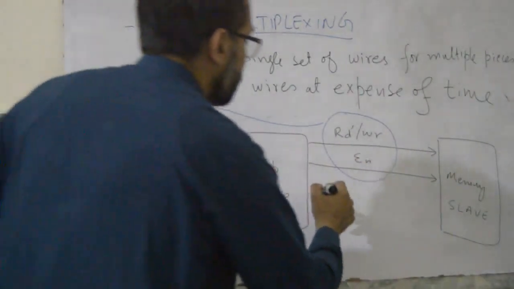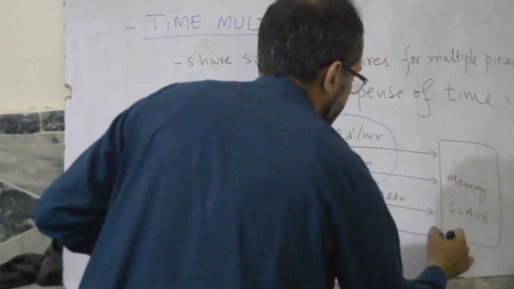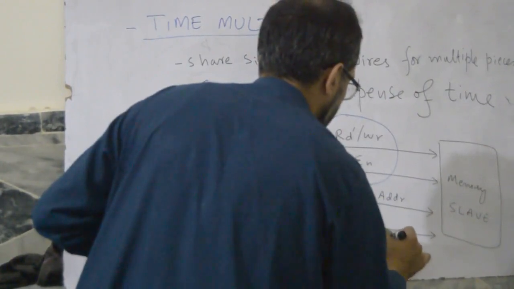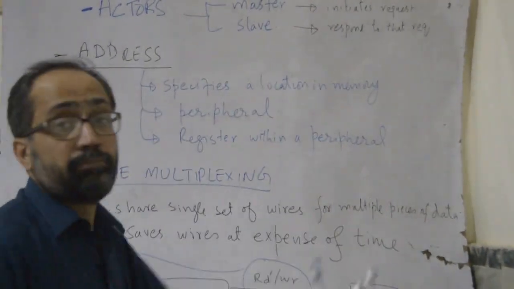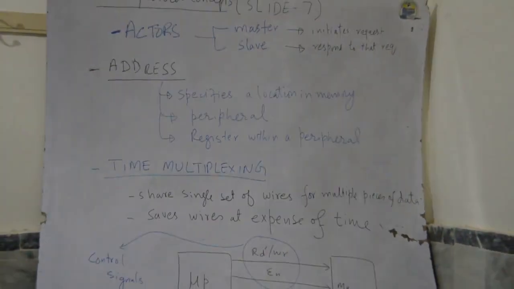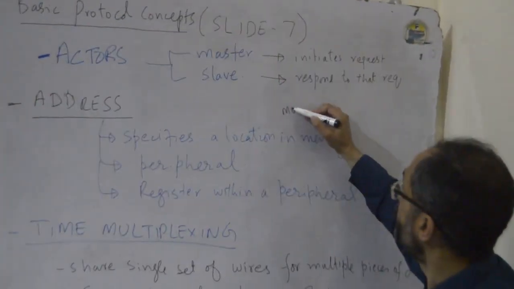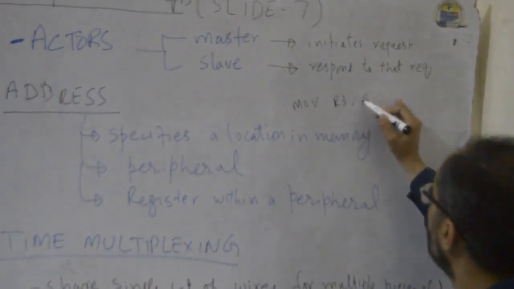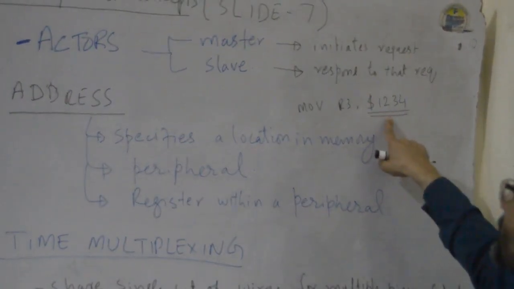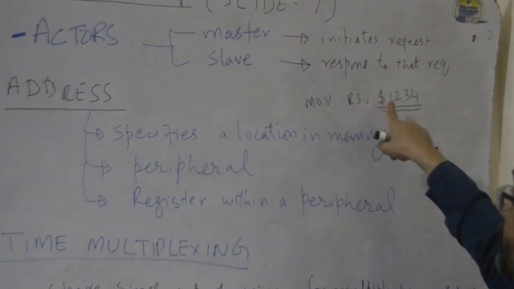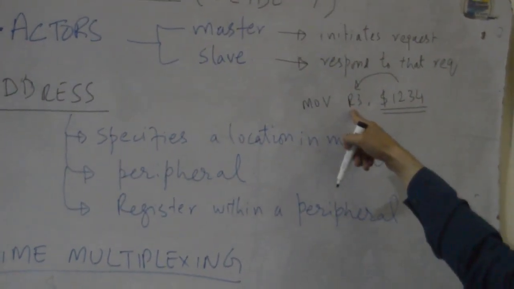In addition, microprocessor will provide an address, and the data will be transmitted by the slave. So what is an address? Address specifies a location in memory, as we mentioned in the previous slide. For instance, if we say move $1234, R3, in this case we are using an absolute addressing mode. So it means that my microprocessor will read the data from the memory at an address, and that data will be stored into the register R3.